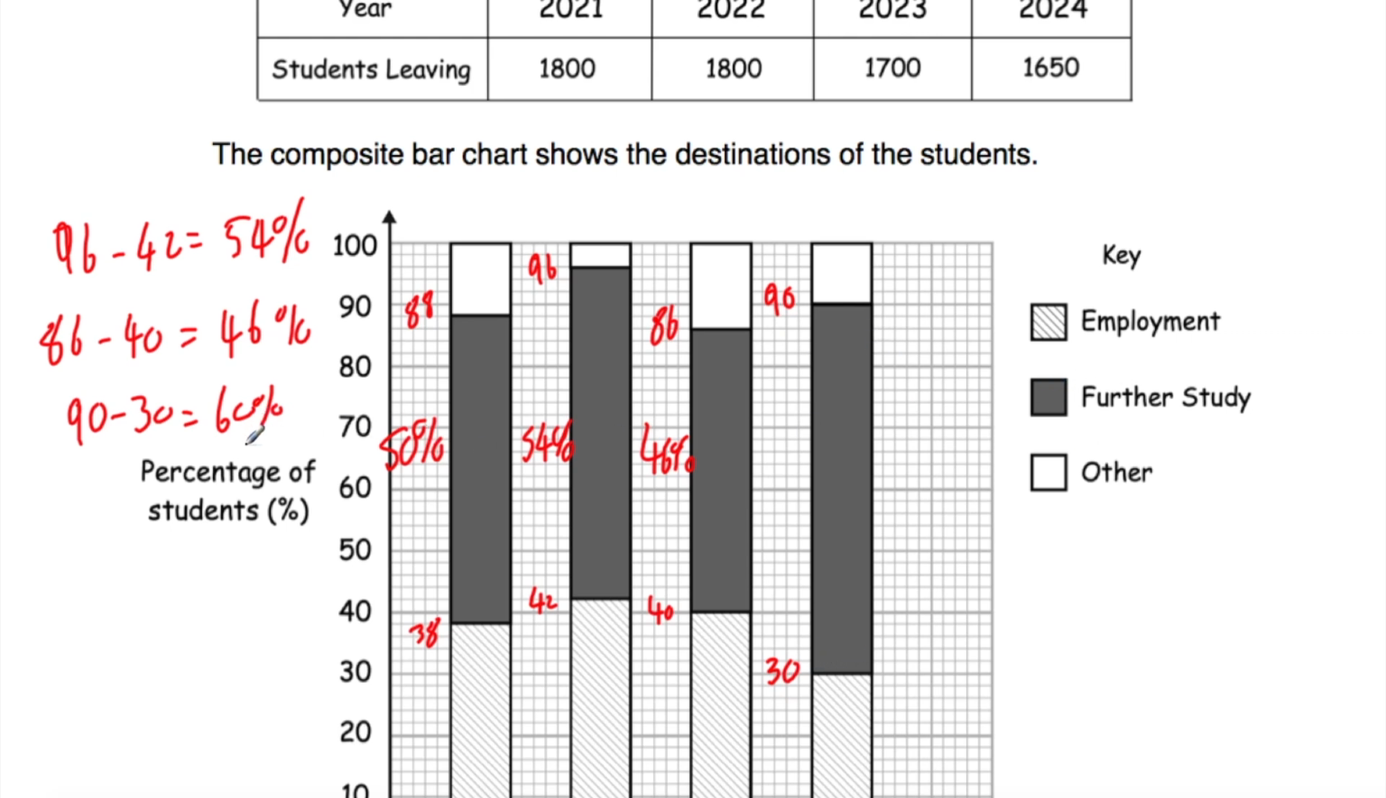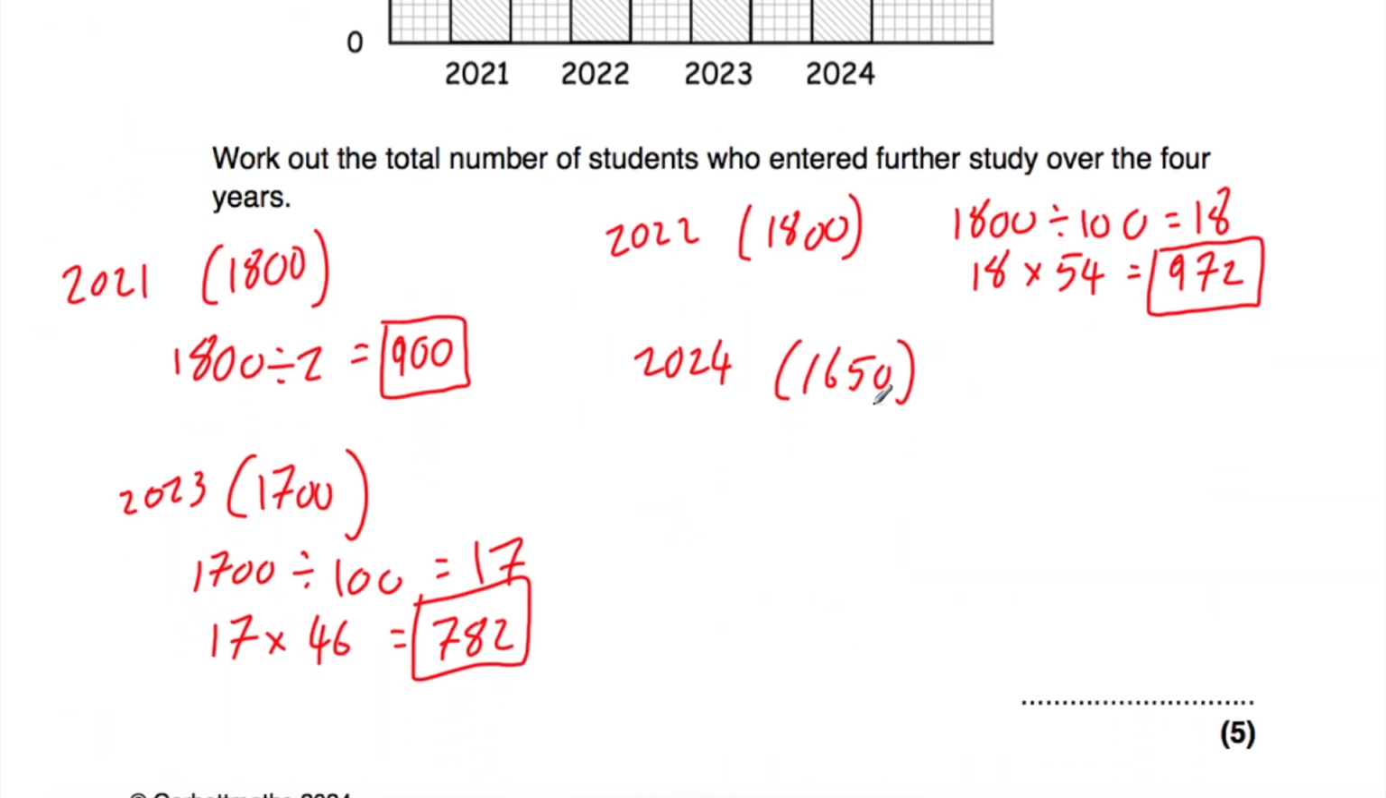So we need to work out 60% of 1,650. So let's do that. We're going to take the 1,650, divide it by 100 to find 1%, which is equal to 16.5. And we're going to take the 16.5 and times it by 60 to find 60%. So 16.5 multiplied by 60 is equal to 990 students.